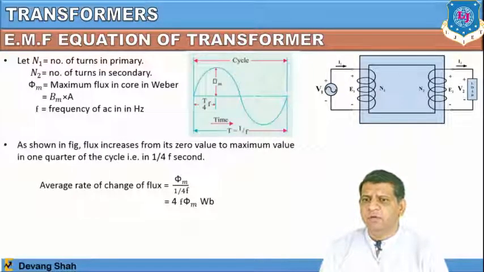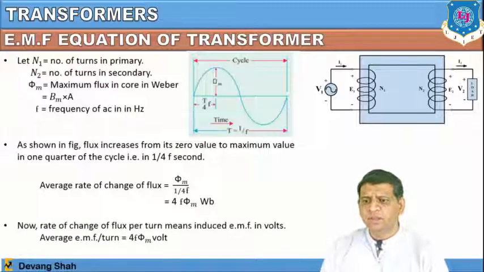Once we take a quarter cycle of this full cycle, we can find the average rate of change of flux, which is the maximum value of flux divided by one-fourth of the time period, that is, 4 times the frequency with the maximum value of flux in Weber. Now the rate of change of flux per turn, meaning the induced EMF in volts, is the average EMF per turn, which is equal to 4f into phi m volts, right? This is the average value.